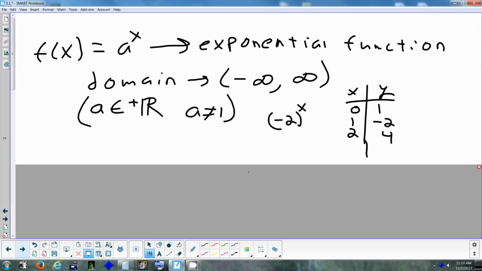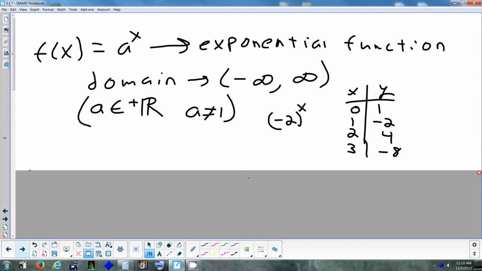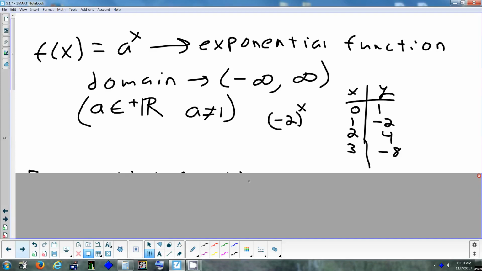So now we get that. What's negative 2 cubed? Negative 8. So it's really weird because what's happening is the graph is, the y values are bouncing back and forth between positive and negative. And that's just with integers. Watch what happens if I try to do a fraction. What does it mean if you raise something to the 1/2 power? It means to square root it. And the square root of negative 2, you can't even do that.